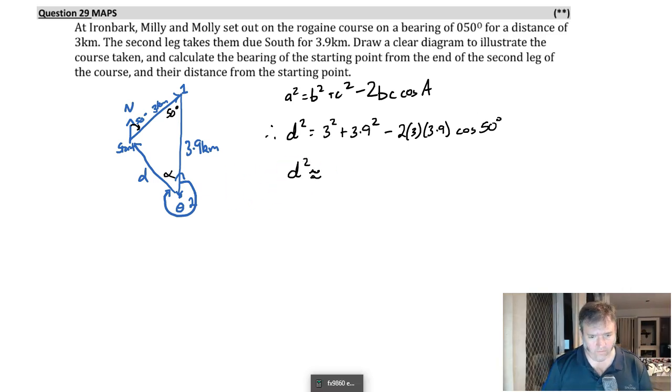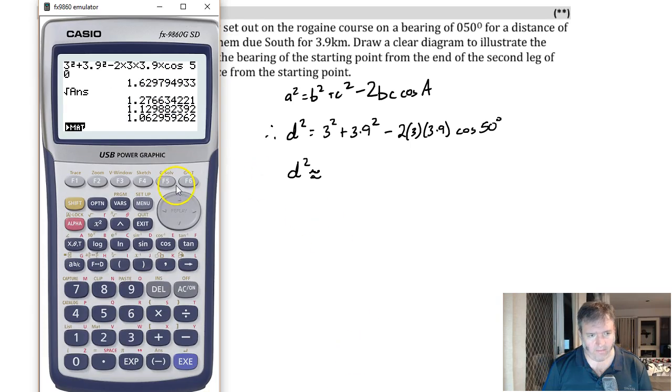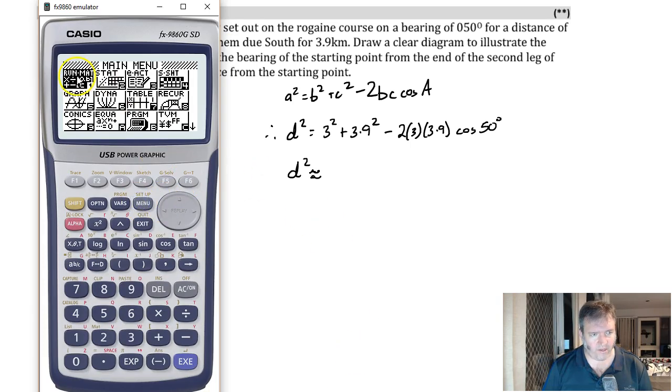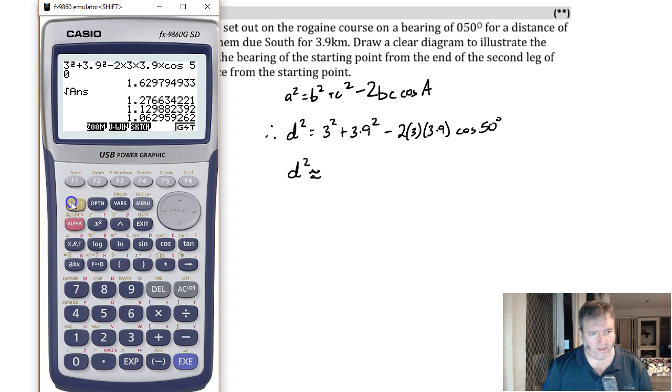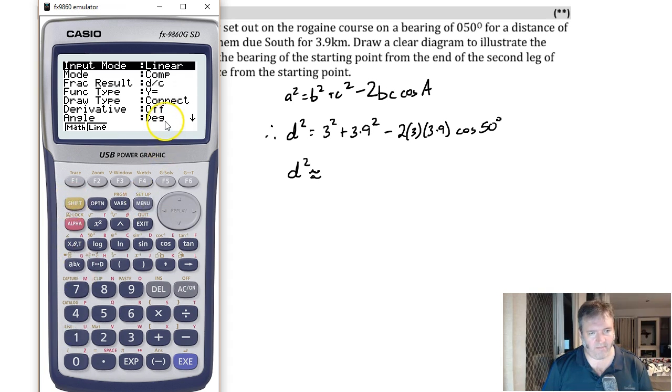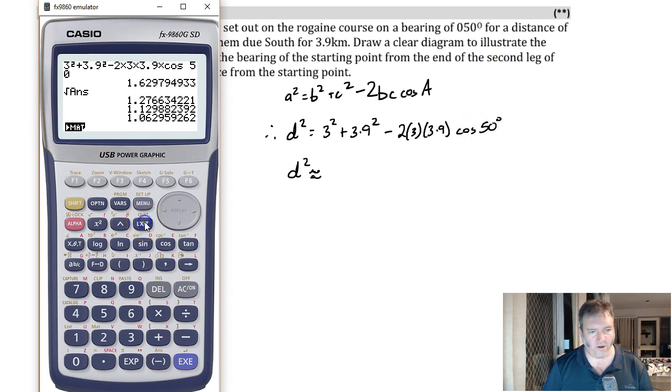So I will find my calculator and bring it up. Now, of course, we want to go into menu, and we want to run this. That's all good. What we want to be careful of is we need to go into our setup and make sure we're in degrees mode. So remember your graphics calculator, we've got to switch between degrees and radians. This is it. Angle in degrees. Make sure we're in degrees mode. We are good to go.